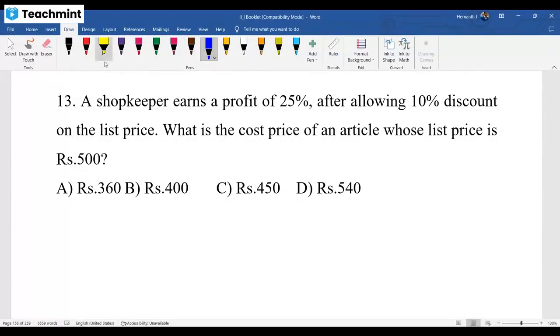But read the question carefully. He earns a profit of 25% after a 10% discount, not like the previous question. This is a different one. Please read the question carefully. The shopkeeper earns a profit of 25% after allowing a 10% discount on the list price.